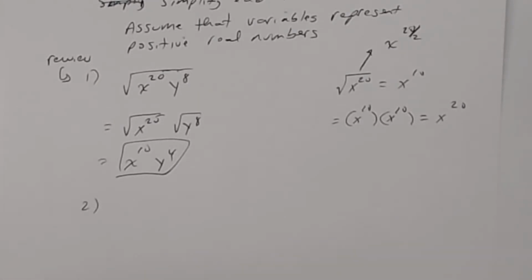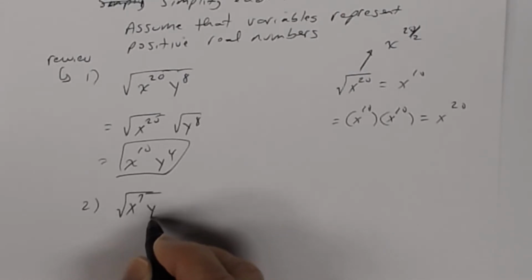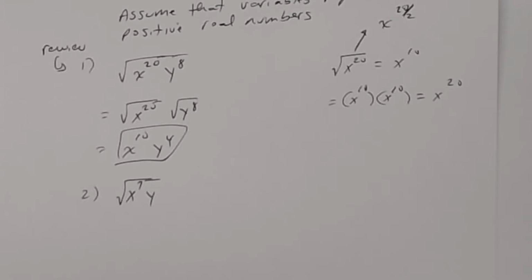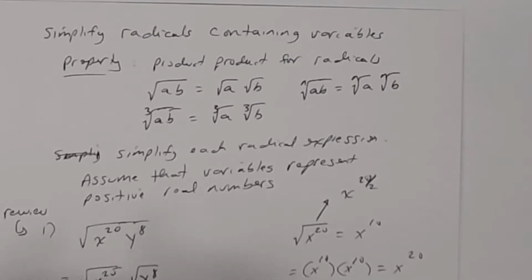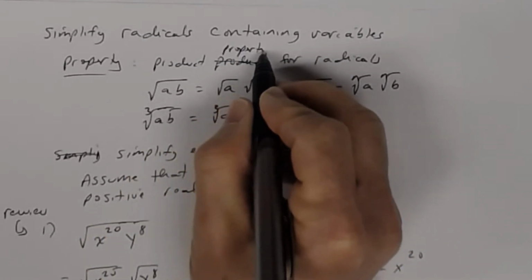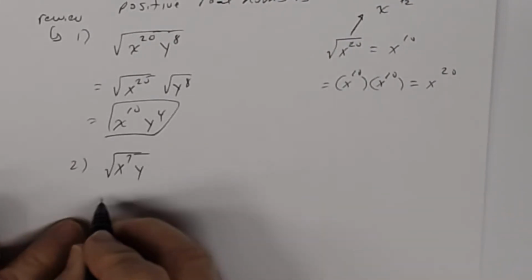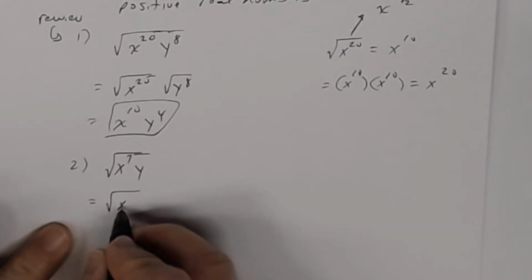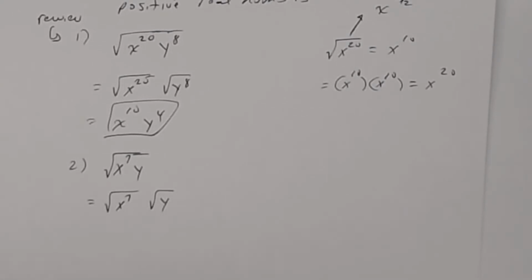Okay, so number 2, we have the square root of x to the 7th times y. The square root of x to the 7th times y. Now, using the product property for radicals, I can rewrite the square root of this product as the square root of x to the 7th times the square root of y. So the product of each individual square root.